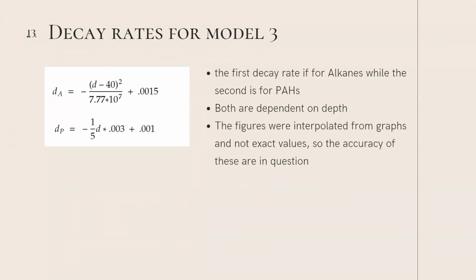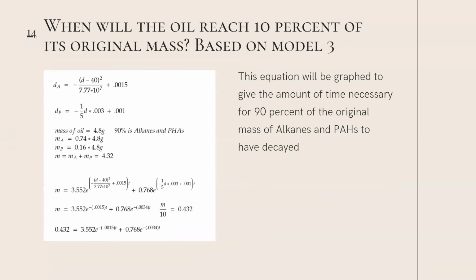These decay rates for Model 3 were found based on graphs in the research paper. The top one is the decay rate of alkanes, and the bottom one is the decay rate for the PAHs. We will now be looking into when oil reaches 10% of its original mass, based on Model 3. This will be done using the decay rates for alkanes and PAHs.